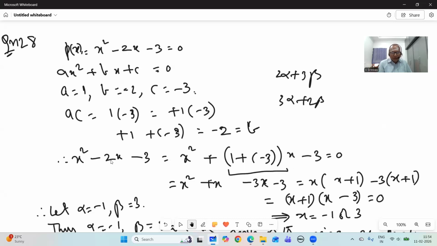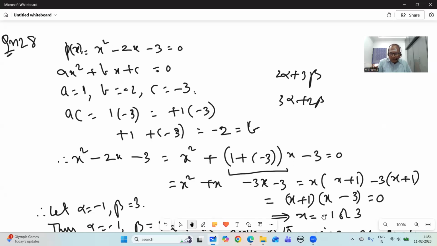So if you write minus 2 like that, you will be able to factorize this quadratic. Okay, that's what we have done. This gives x square minus 2x minus 3, and make it equal to 0. So from here you get, this is 0 means x is minus 1, or this is 0 means x is 3. These become the roots of this quadratic polynomial p of x equal to 0.